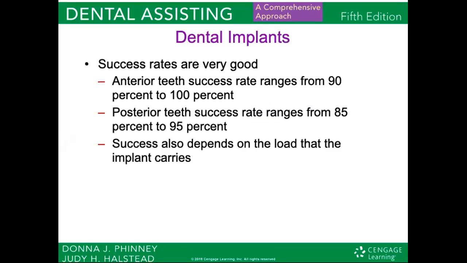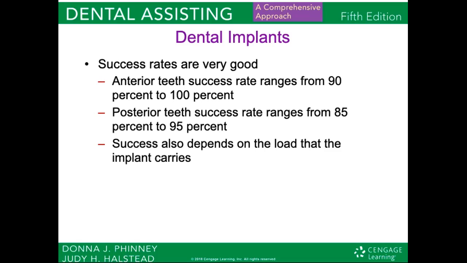So dental implants have a very good success rate. In fact, anterior teeth have a success rate that ranges from 90 to 100%. The posterior teeth have an 85 to 95% success rate. And the success also depends on the load that the implant carries. So for example, the anterior teeth have a 90 to 100% success rate because they're in the front. They don't tend to carry a lot of load. We don't do a lot of heavy duty chewing in the front teeth.